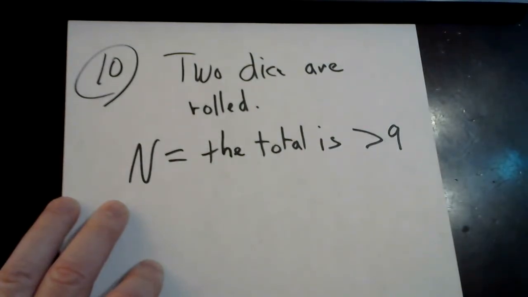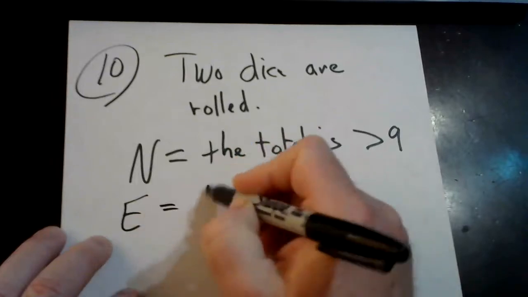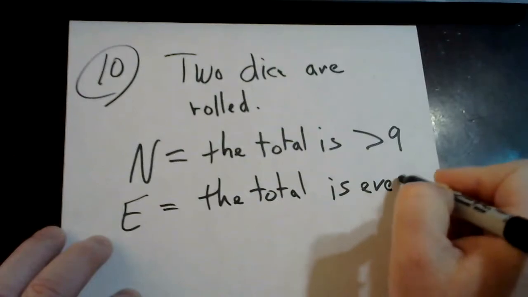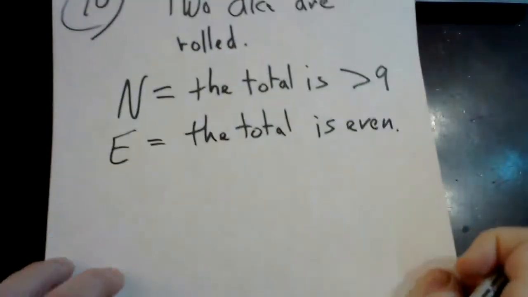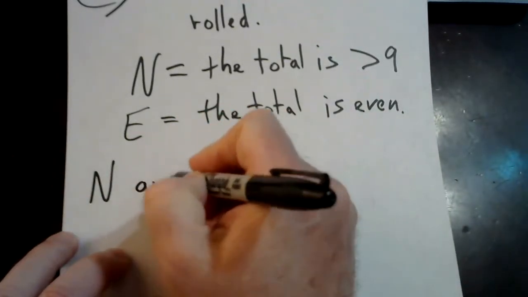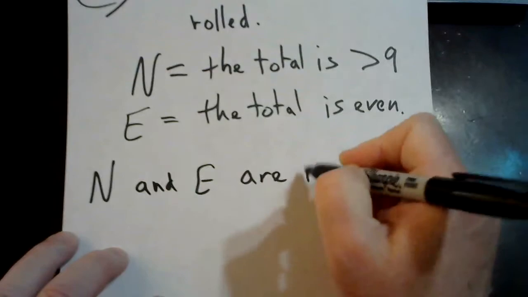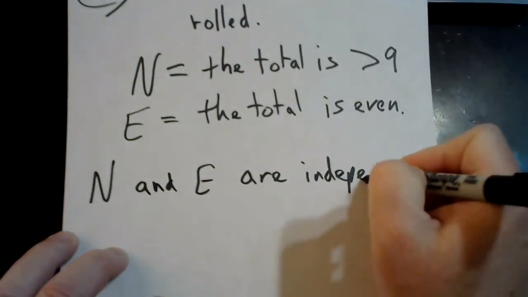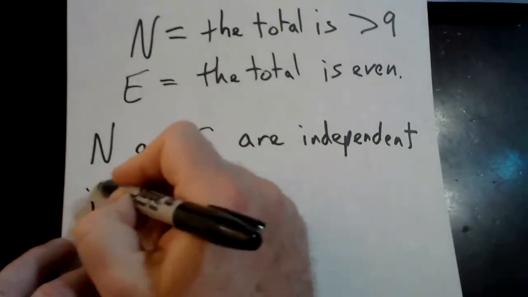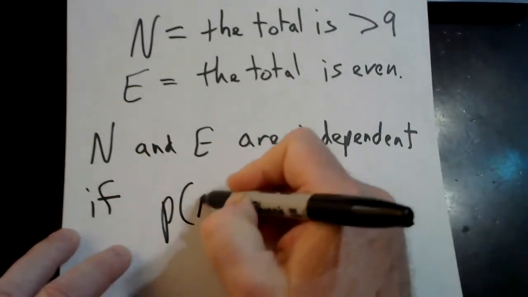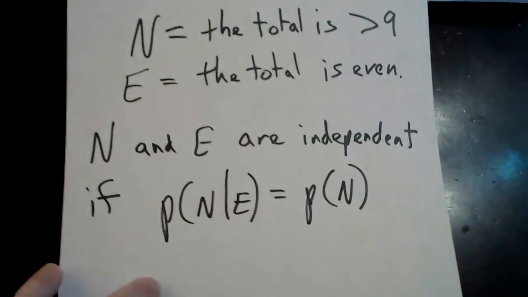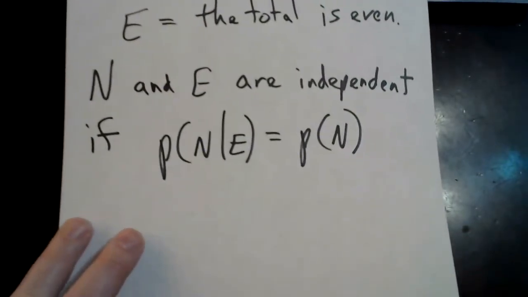And the other one says the total is even. Let's let capital E represent that event. Okay. Now let me just review the definition of independent events. And this should be in the PowerPoint slides too, but I think this will help you. N and E are independent if the probability of N given E is the same thing as the probability of N. That's one form of the definition.